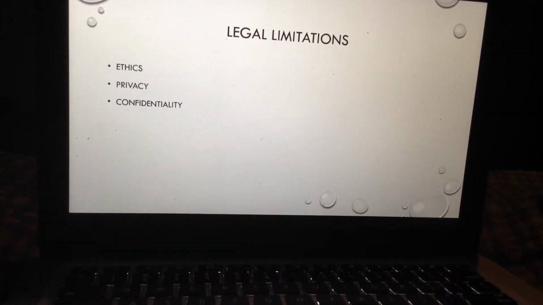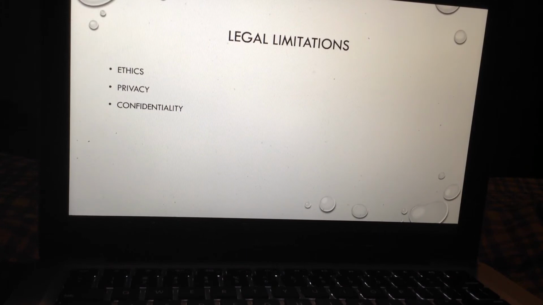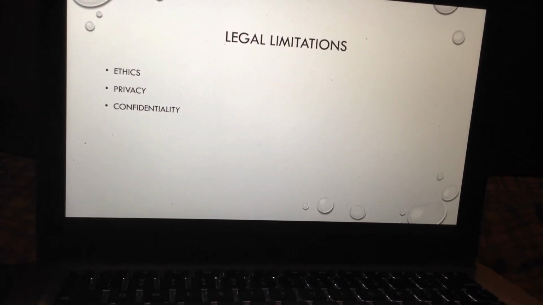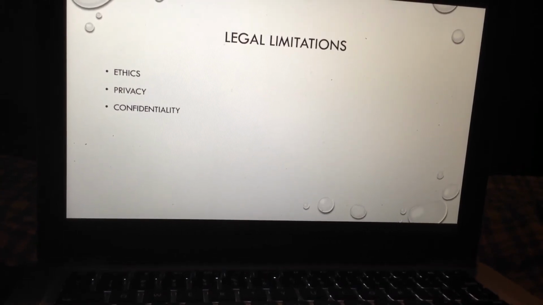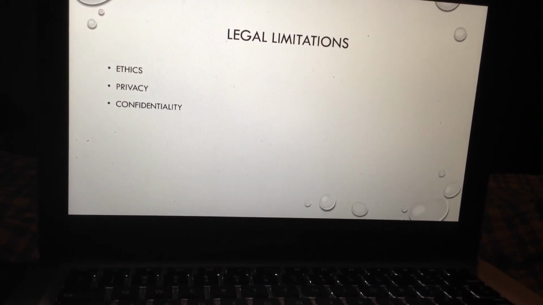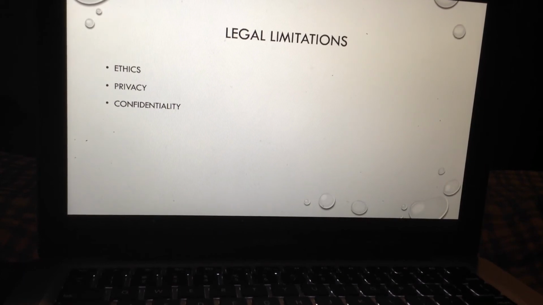Legal limitations. When it comes to legal limitations, personally I haven't seen anything ethical that I can acknowledge within the scenario given, but I did find some privacy issues. The privacy issue is that within the given scenario, Dr. X was accessing patient information from his home computer, and the physician was not properly applying safeguards when it came to handling the patient information.